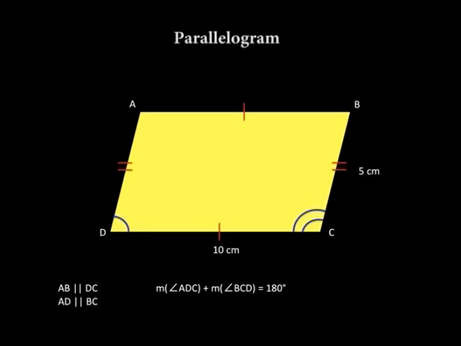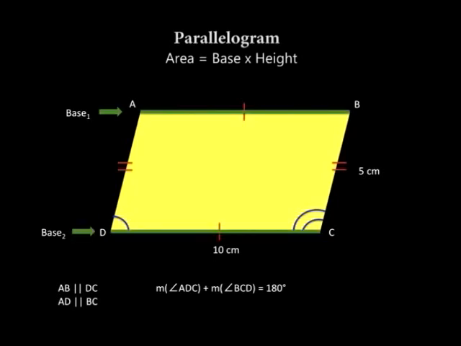The area of a parallelogram is given by the formula area is equal to base times height. The base of a parallelogram is typically the longer pair of sides of the quadrilateral. So for this parallelogram, the base is 10 centimeters, but 5 centimeters is not the height.